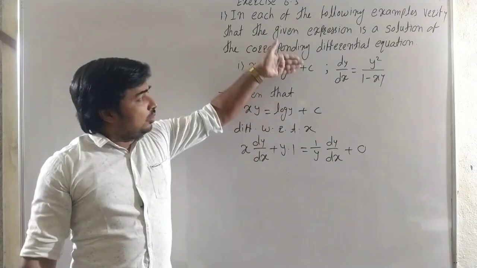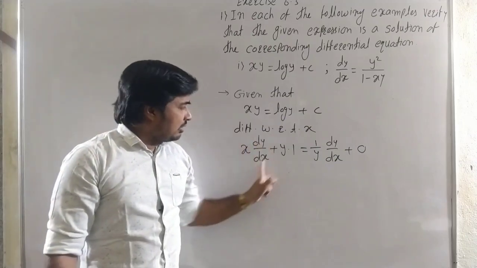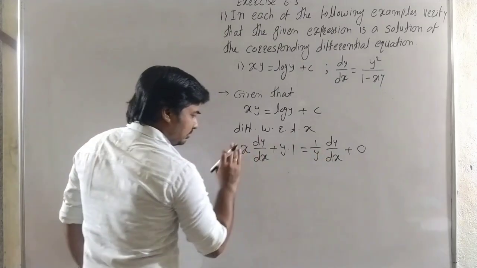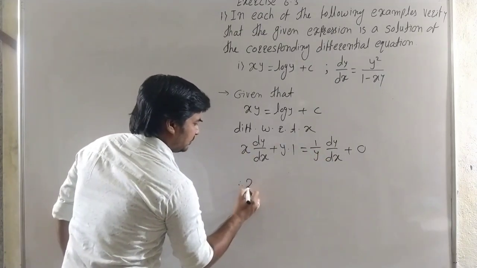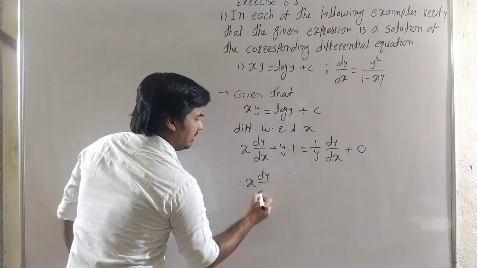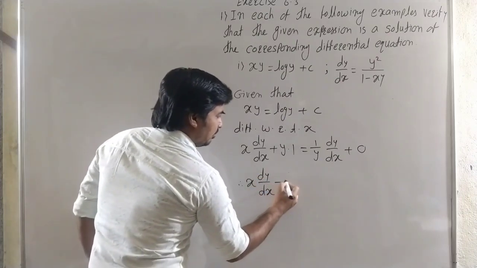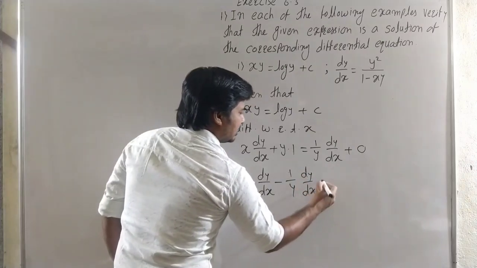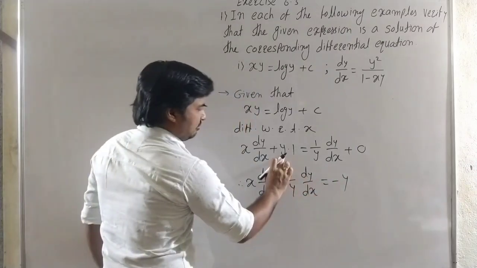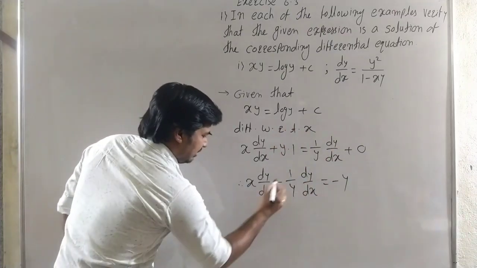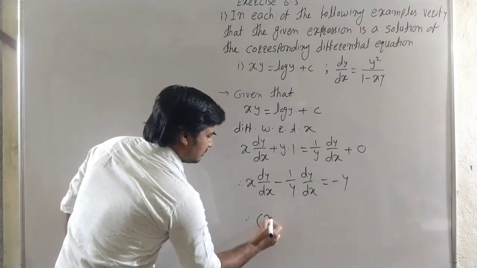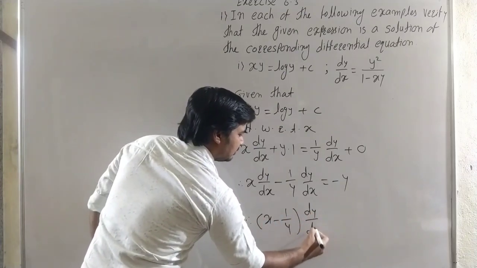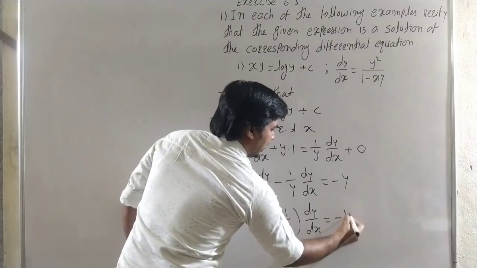Now we have to find the differential equation. Here there is dy by dx on both sides. This dy by dx we can write on the LHS. It is x into dy by dx minus 1 by y dy by dx is equal to minus y. Take this y to this side, then take dy by dx common. The bracket x minus 1 by y, times dy by dx, is equal to minus y.